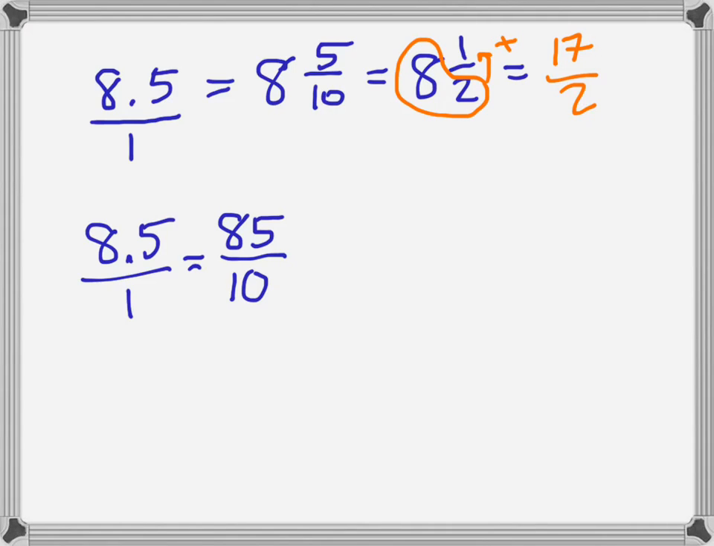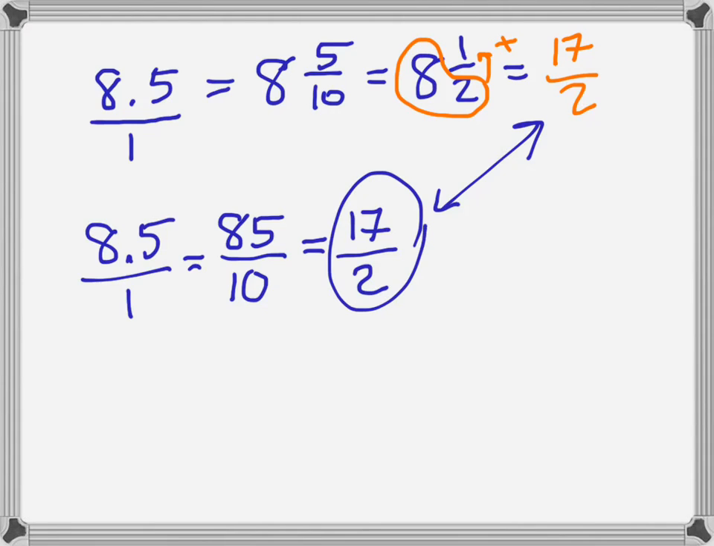All right? And then the only thing that I need to do there is to put that in lowest terms. All right, so I can divide each of these by 5, and I get 17 over 2. Okay, so same thing, and that's a fraction in lowest terms.